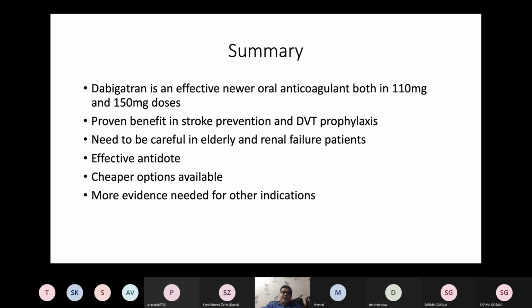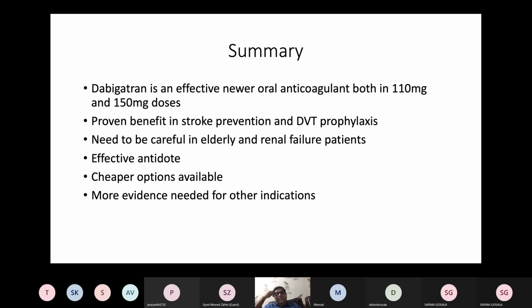So, summarizing my talk, dabigatran is an effective newer oral anticoagulant, in both 110 and 150 milligram doses, compared to warfarin in specific indications like VT prophylaxis, DVT prophylaxis, or stroke prevention in non-valvular atrial fibrillation. It has a proven benefit in stroke prevention and DVT prophylaxis. When we consider using it, you need to be careful in patients who are elderly, more than 80 years old, and in renal failure patients. We need to monitor them very closely.